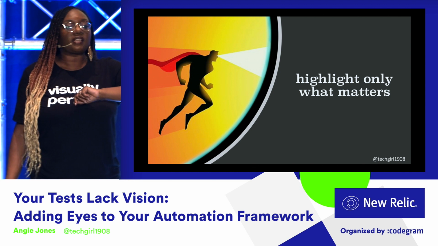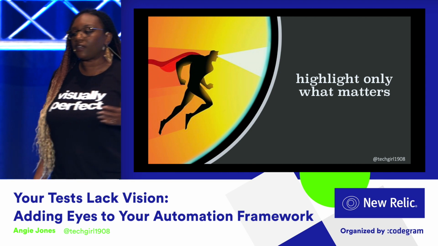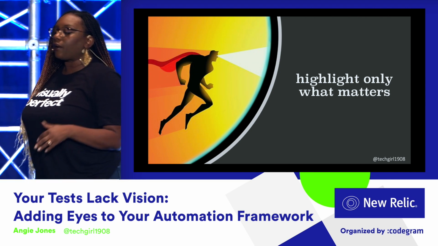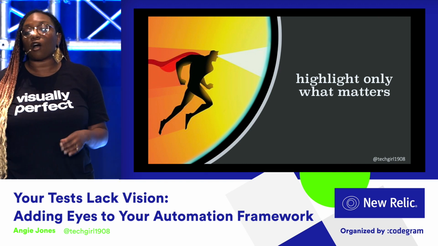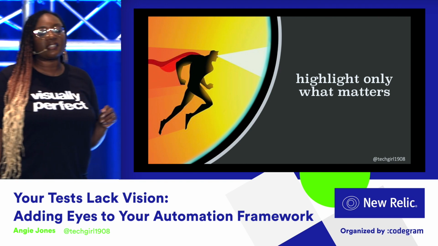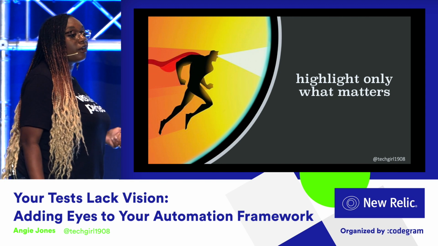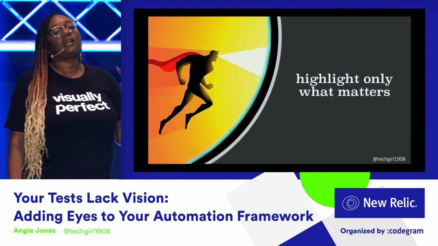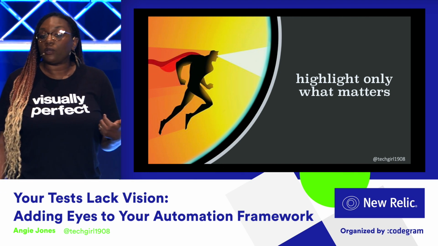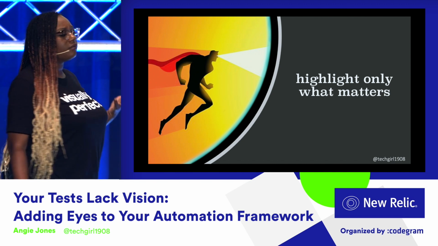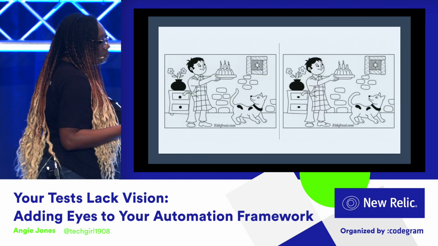So Applitools has created a newer, more innovative way to do this using an API that's called eyes. And the eyes API uses machine learning to be able to detect differences the way that we would as human beings, only highlighting the things that matter.